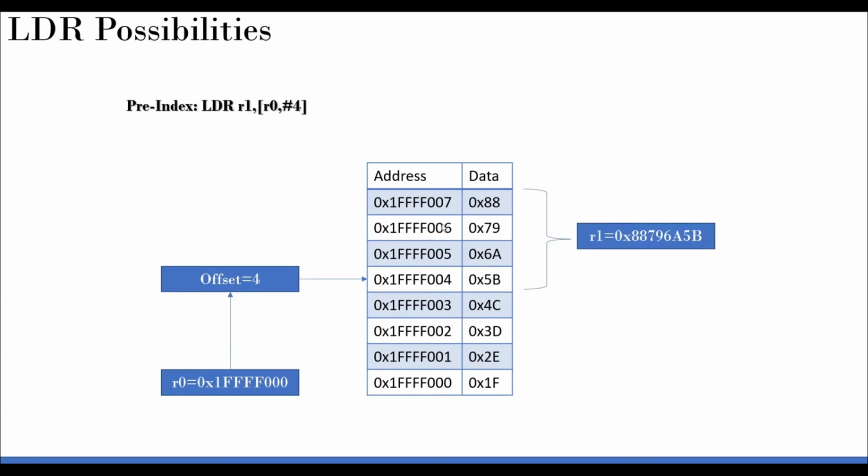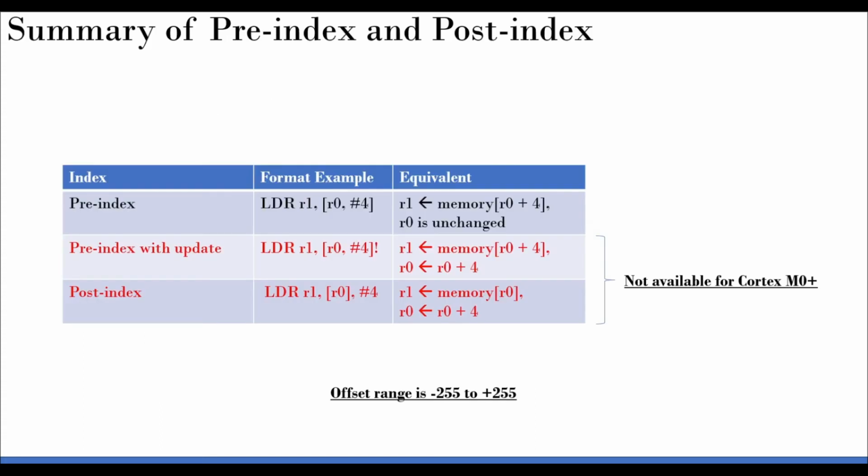And then if I do this same command, literally what it is going to do is load these 4 data starting from R0 plus offset 4, that means 5B, 6A, 79, 88. So R1 will be having those. 88 is of course the most significant byte, so it comes there, and then 79, then 6A, 5B. If I had not put 4 here, it would have been 4C, 3D, 2E, 1F. But since I incremented by an offset of 4, this is the way to go about. So these are the possibilities.